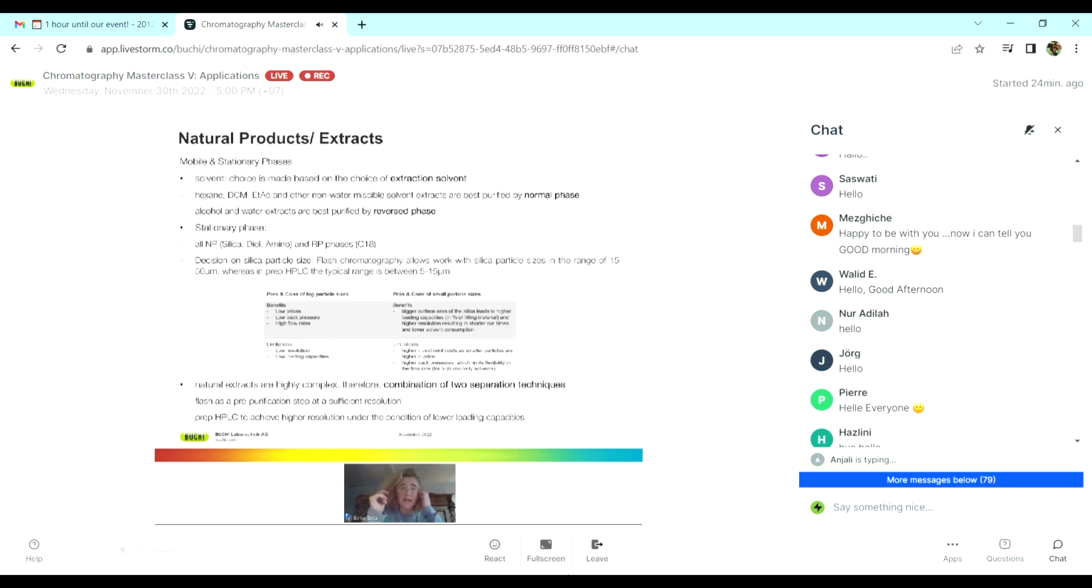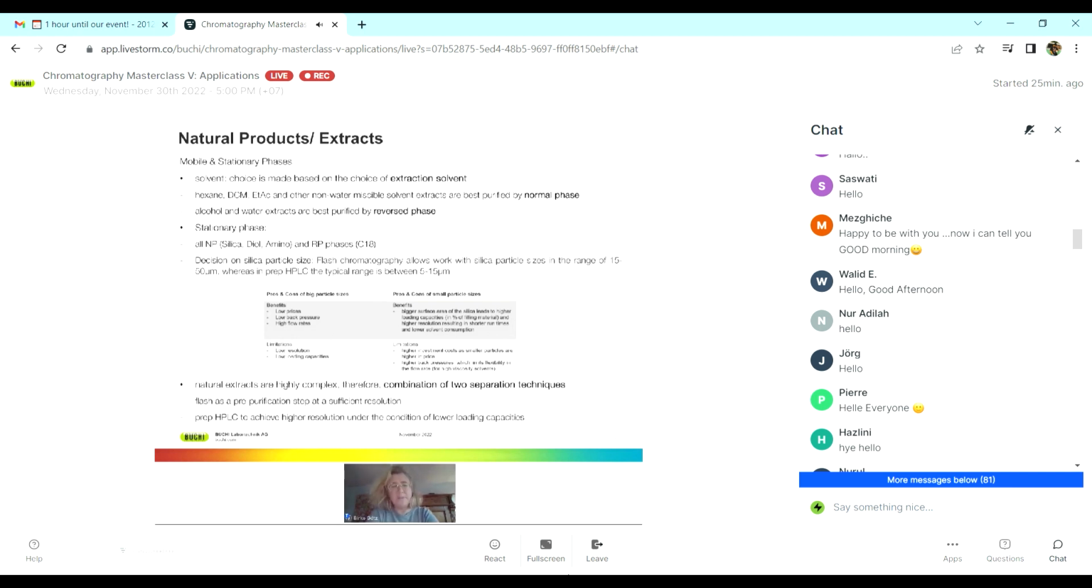For the pros and cons of the small particle sizes, the benefit is you have a bigger surface, so you get a better resolution. The limitation is that the smaller particle sizes are higher in cost, and you get a higher back pressure. That somehow limits you in the flexibility of the flow rate.